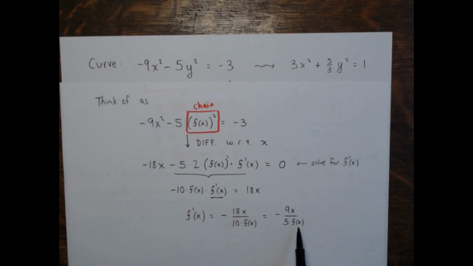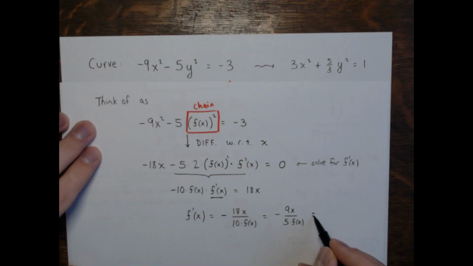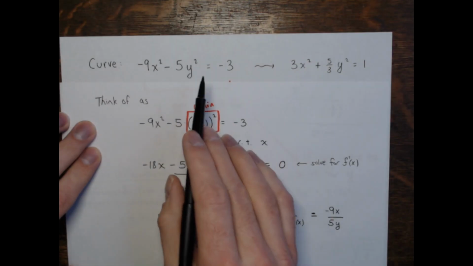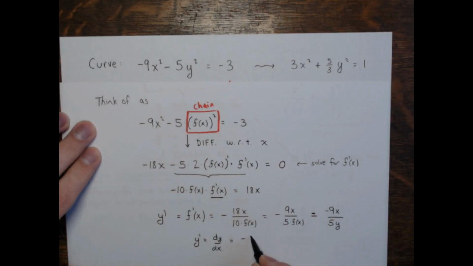remember that's what y was, right? y is this function of x. So we get -9x divided by 5y, which, if you want to call f prime y prime, you can. So y prime or dy over dx, the slopes of tangent lines to any point on this ellipse, on the curve represented by this equation, is -9 times x divided by 5 times y.